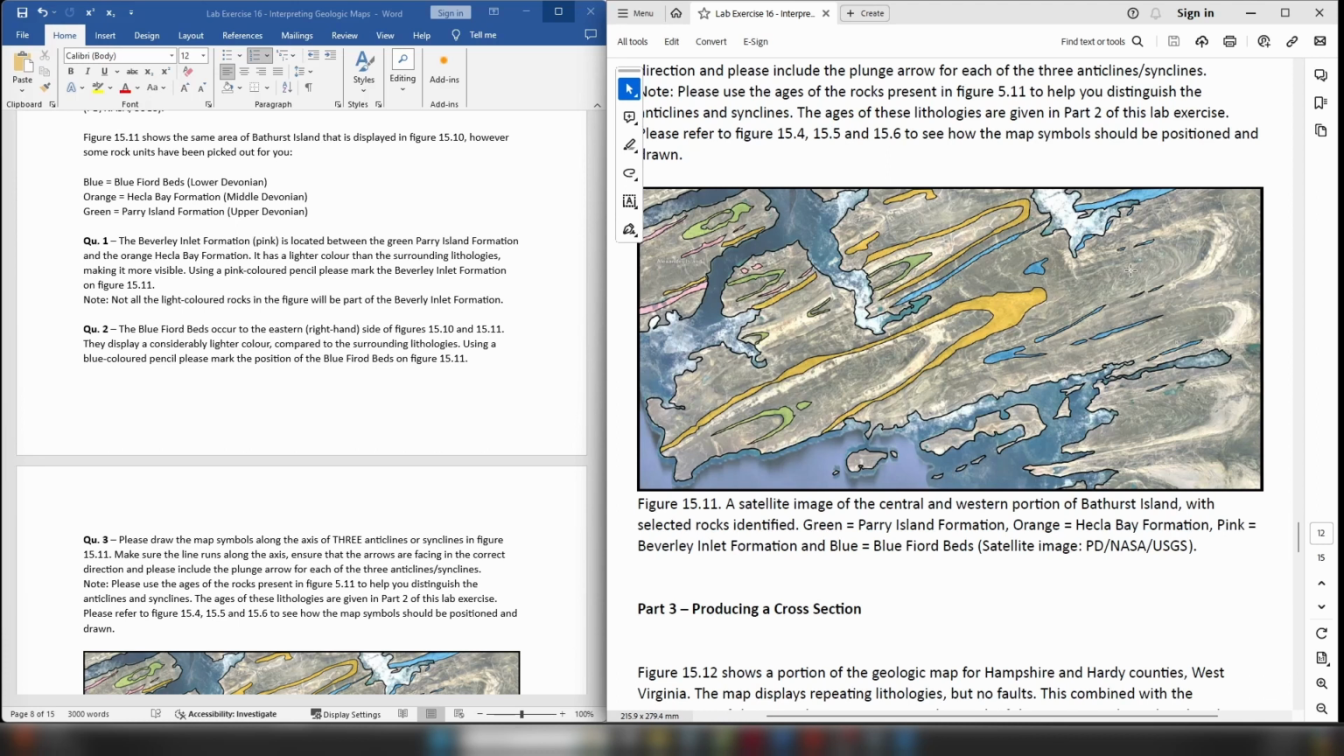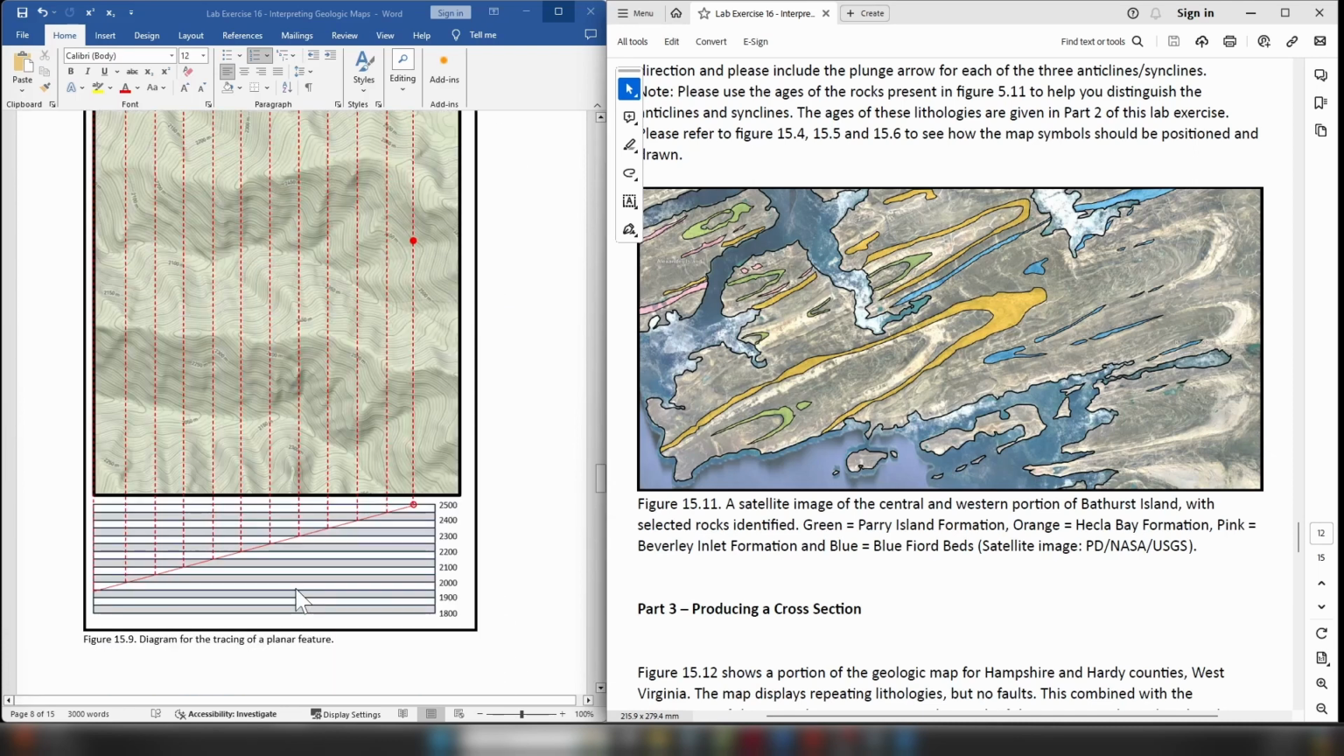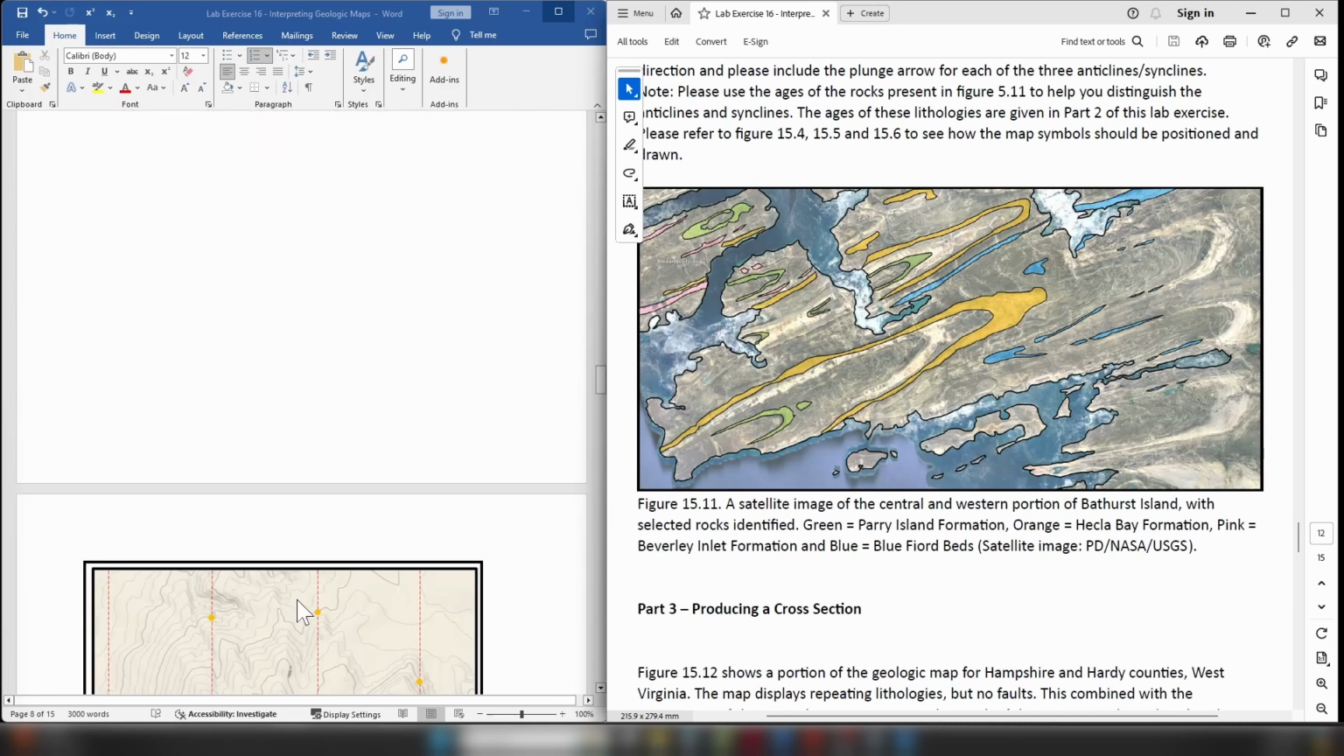And then it's going to continue up here through this feature, because once again, we can see another hinge region right here. So our axis is going to come all the way up through here like so. And the final thing you're going to have to do is use the correct map symbol to denote whether it is an anticline or a syncline.